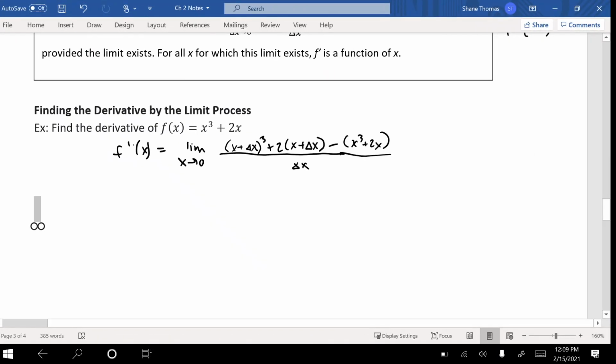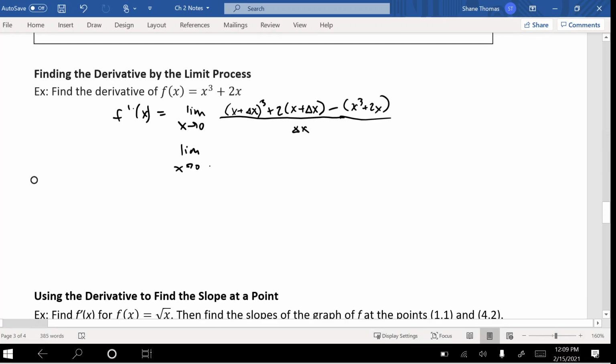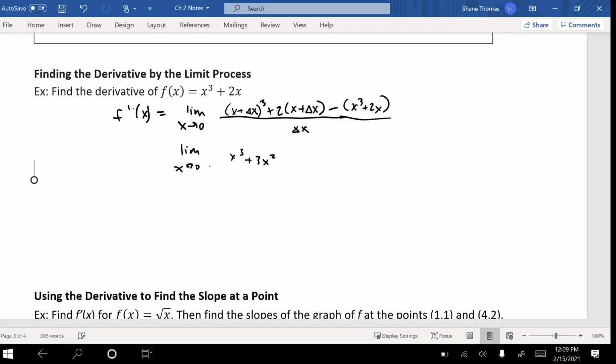So we put that in. Let's expand that first one, to expand the cube. We have the limit as delta x approaches 0, and we expand that, which looks like x cubed plus 3x squared delta x plus 3x delta x squared plus delta x cubed, plus 2x plus 2 delta x, minus x cubed minus 2x, all over delta x.